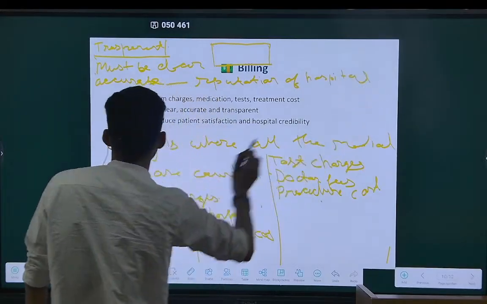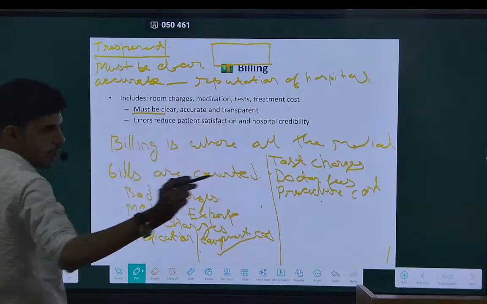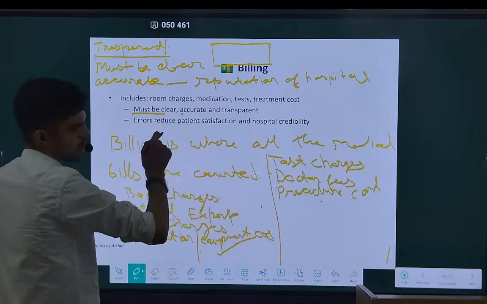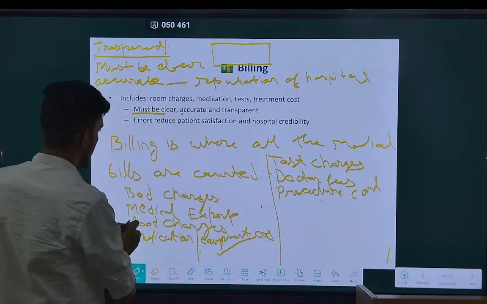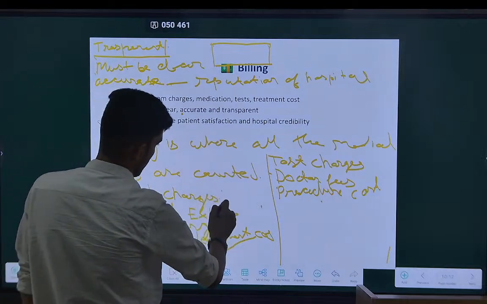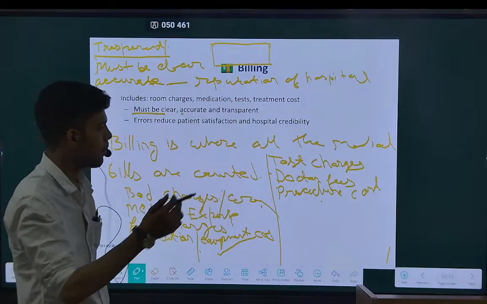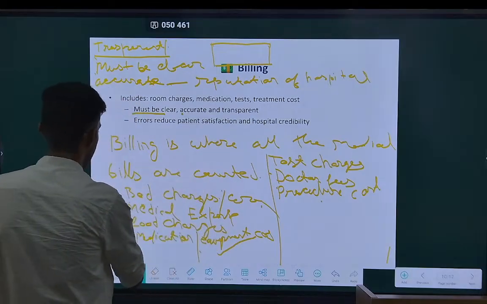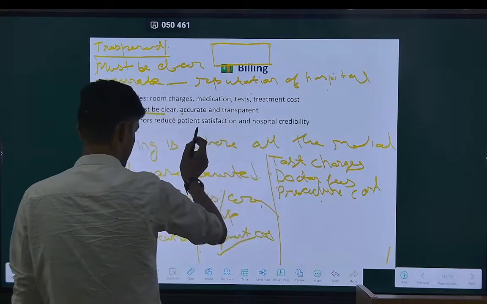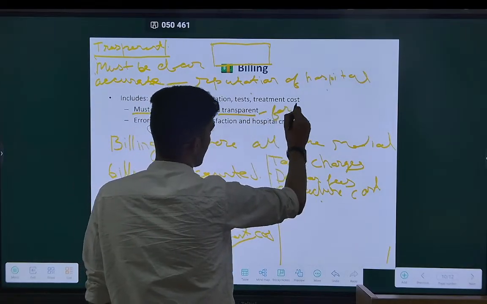It is also written here, must be clear, means all the charges should be clear, accurate, it should be right. It's not like the patient has taken a bed in the general ward and you are charging them for a private room or private ward. So it needs to be accurate, or otherwise the reputation of the hospital goes down. It needs to be transparent for better understanding of the patient.